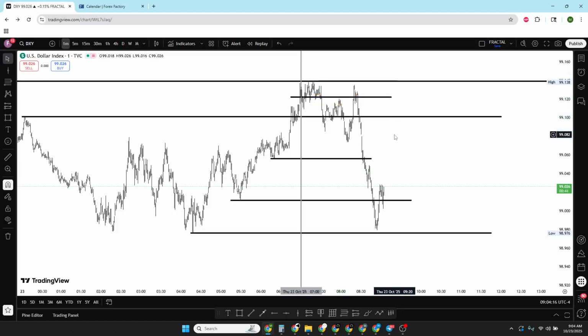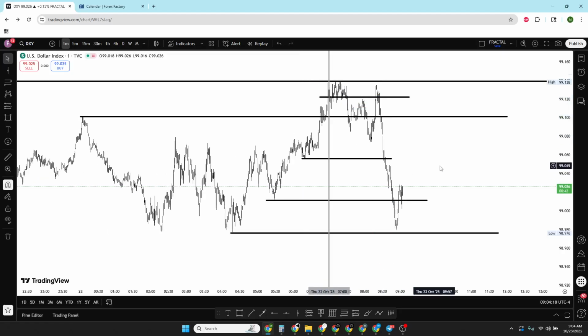So let me just take this fib off so you guys can see. It's only a few lines. It's not a bunch of trend lines or arrows or rectangles. These are just a few lines based off PD arrays and time.